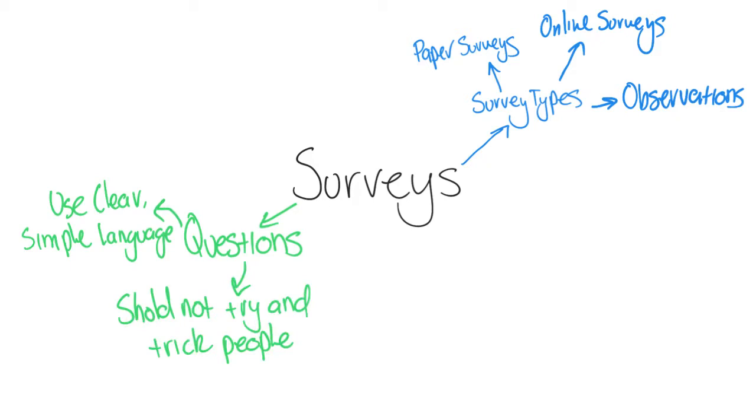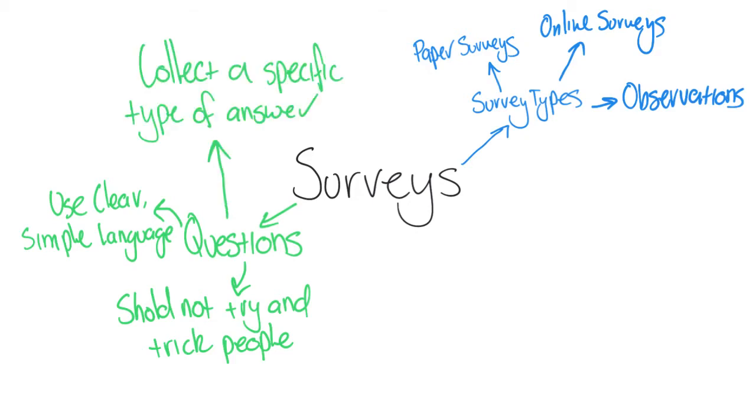Survey questions shouldn't be written in a way so they try and trick people, or maybe written in a way to get a particular response. They should be fairly balanced questions that don't influence the person's answer. And finally, survey questions should be designed so that they collect a specific type of answer.